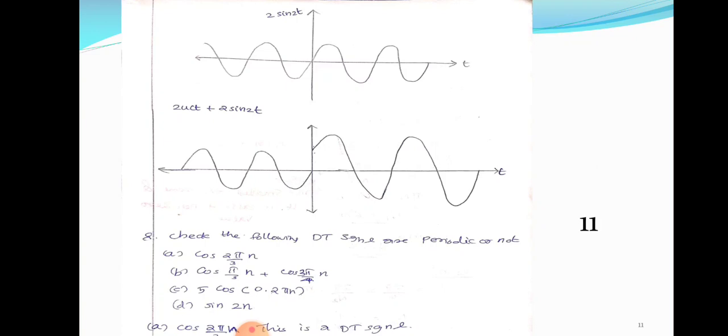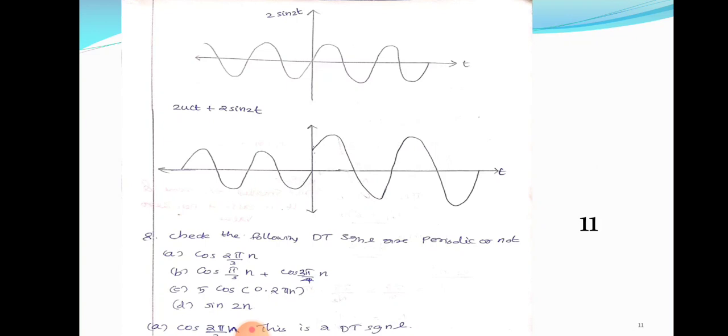In the continuous time signal, how can we check the periodicity? How can we check whether the given signal is periodic or not? That we discussed in the last class. So the method of determining whether the given signal is periodic or not is entirely different in the case of discrete time signals. If the coefficient of n is a multiple of pi, the signal is periodic. The first question is cos 2 pi by 3n, the given discrete time signal. In this problem, the coefficient of n, 2 pi by 3, is a multiple of pi. Therefore, the given signal is periodic.